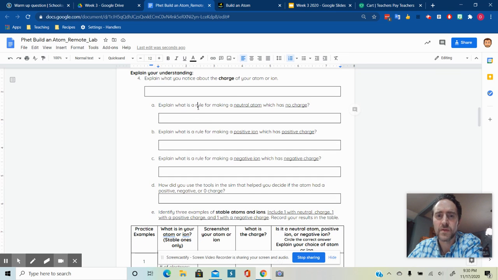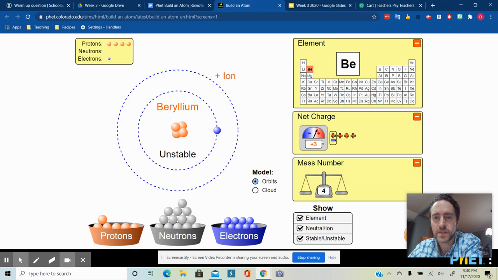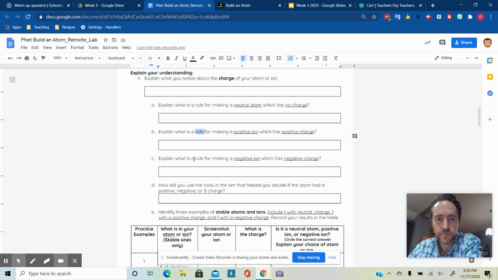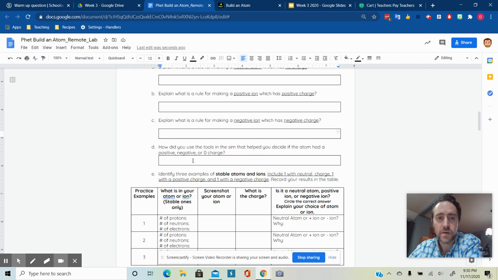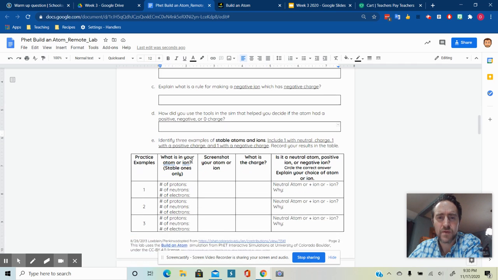Explain the rule for making a neutral atom, which has no charge. See if you can make something that ends up with a 0. How can I make a positive ion? How can I make a negative ion? And then tell me how you figured that out.